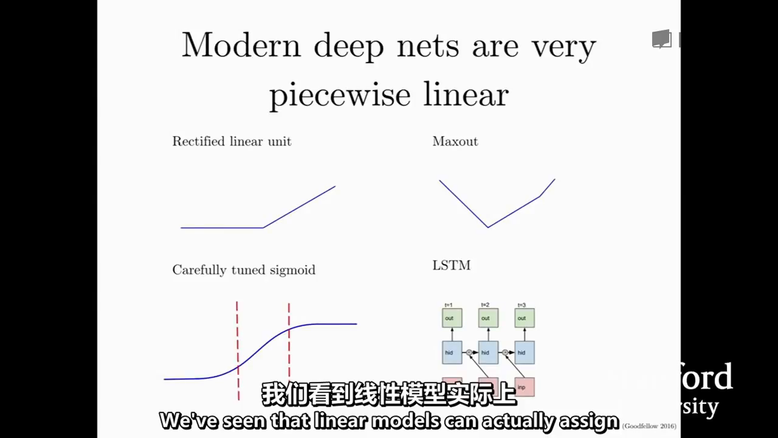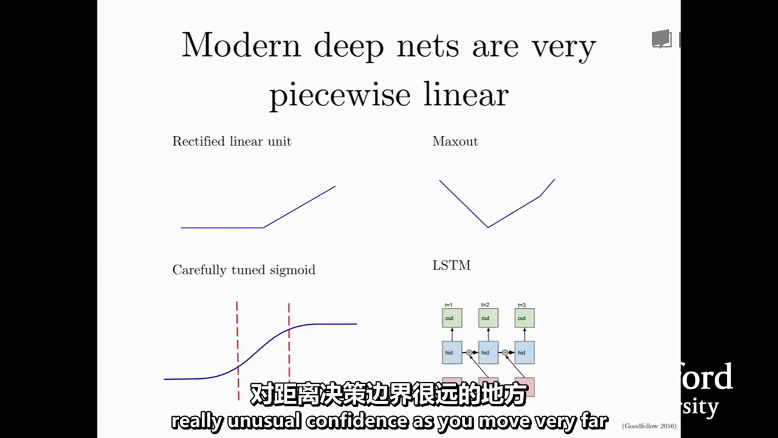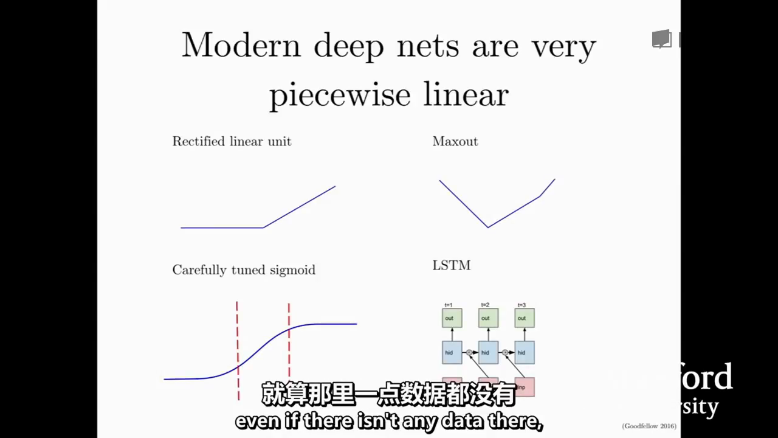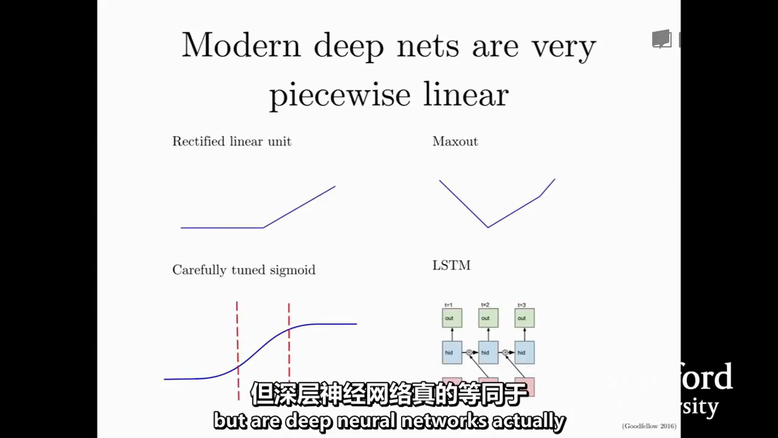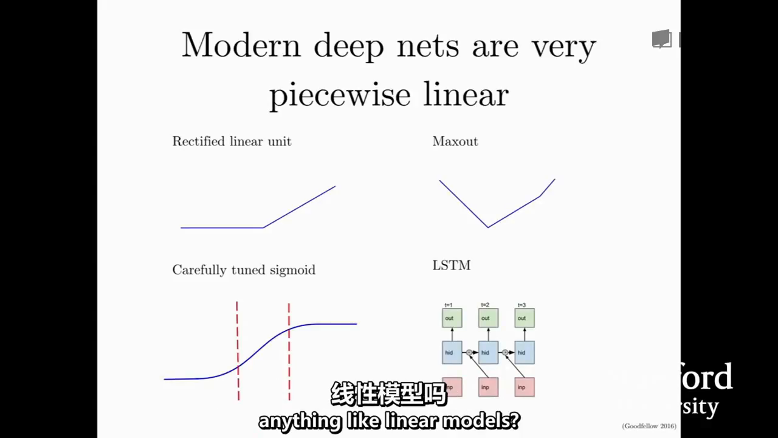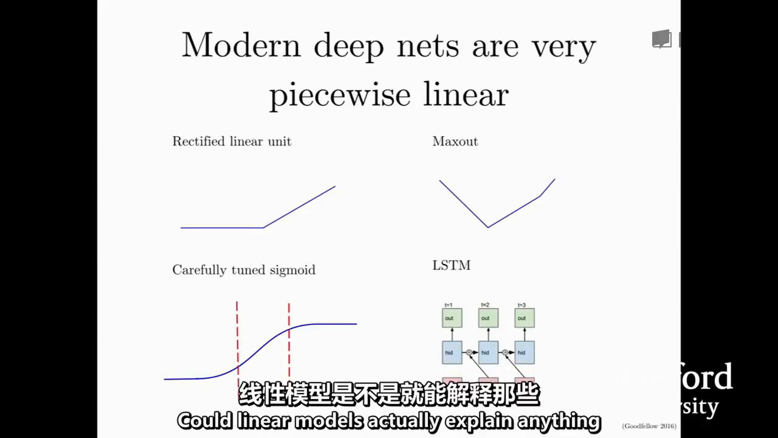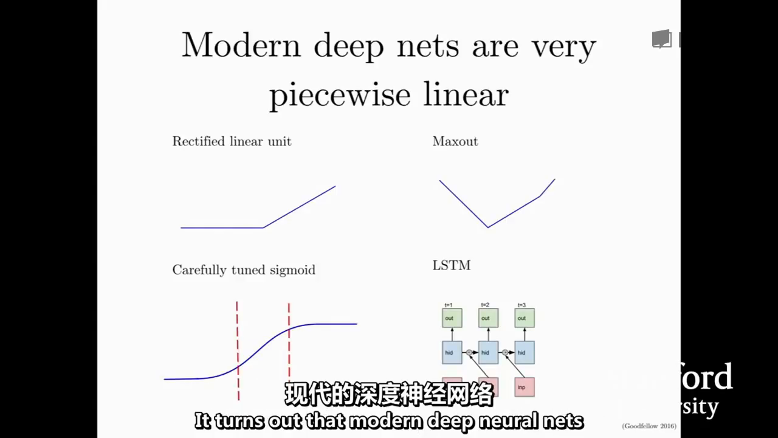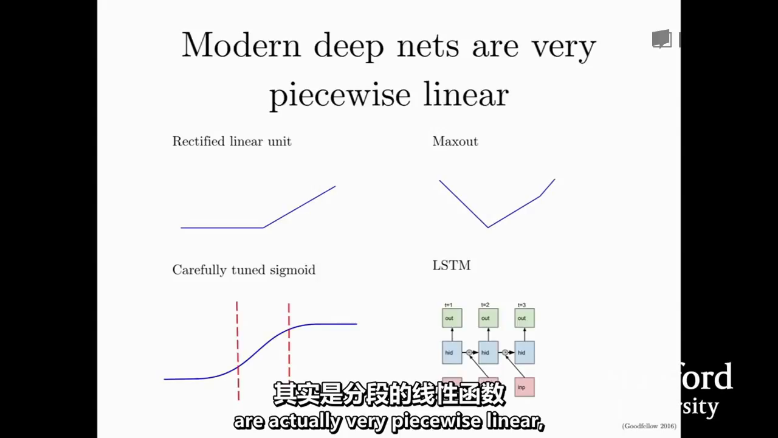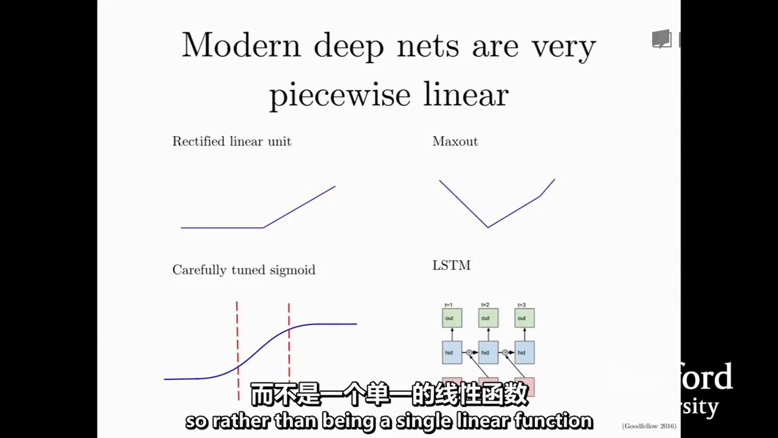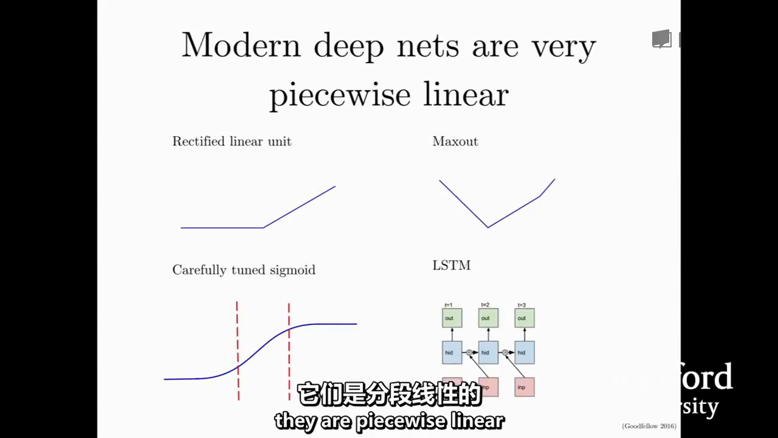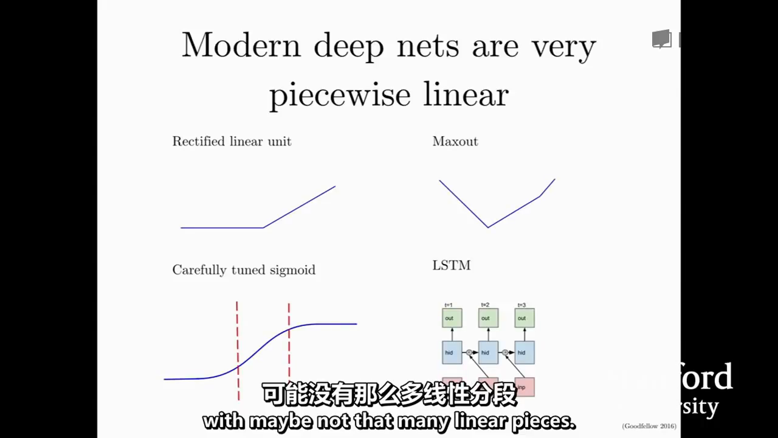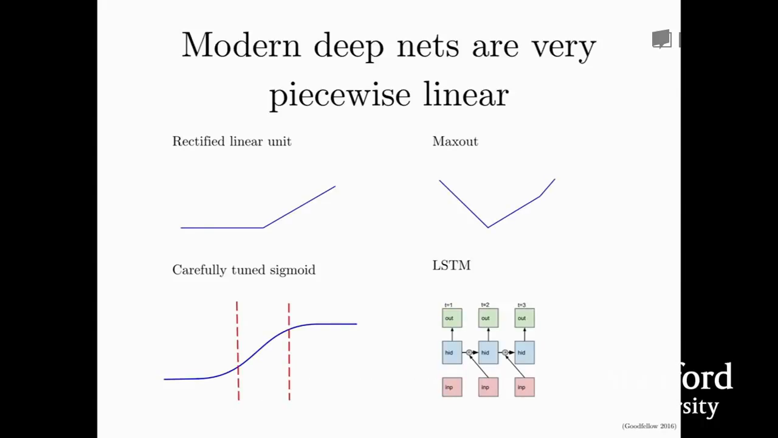We've seen that linear models can actually assign really unusual confidence as you move very far from the decision boundary, even if there isn't any data there. But are deep neural networks actually anything like linear models? Could linear models actually explain anything about how it is that deep neural nets fail? It turns out that modern deep neural nets are actually very piecewise linear. So rather than being a single linear function, they're piecewise linear with maybe not that many linear pieces.